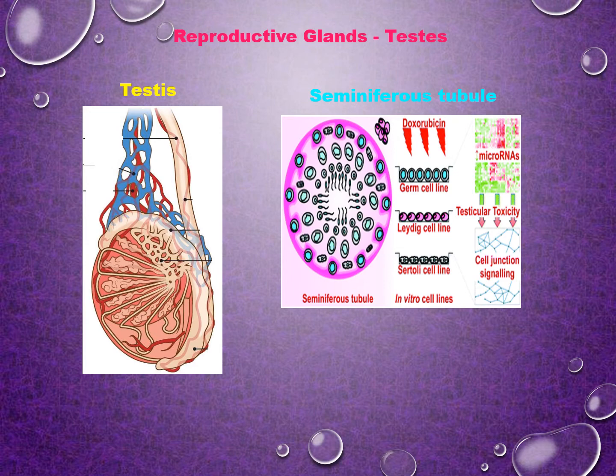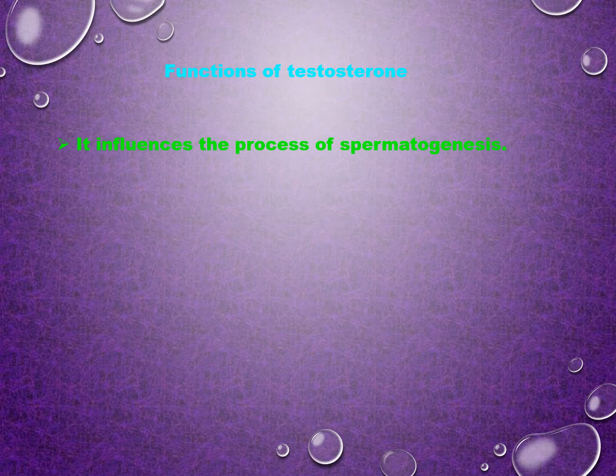Testes secrete the male sex hormone testosterone. Now, functions of testosterone. Testosterone influences the process of spermatogenesis. Spermatogenesis is sperm formation. It stimulates protein synthesis and controls muscular growth.